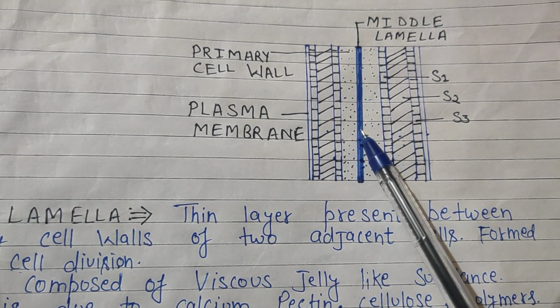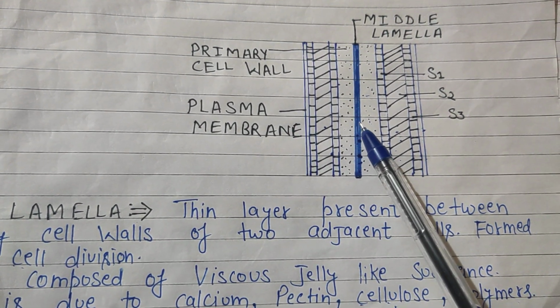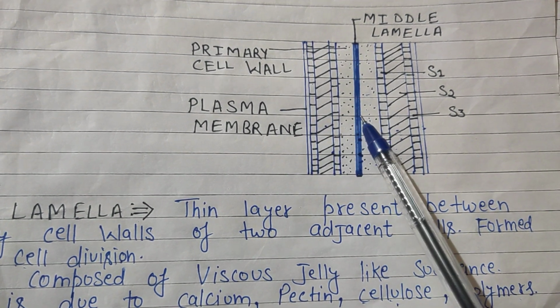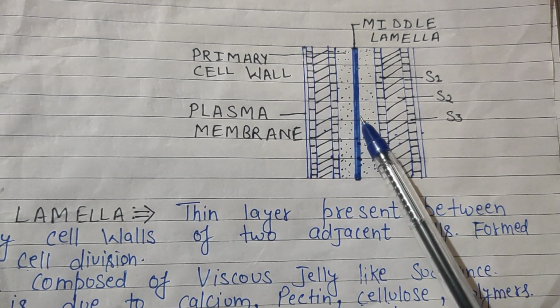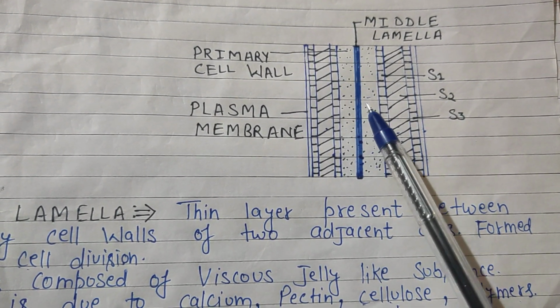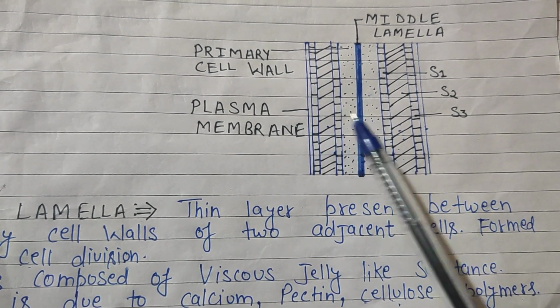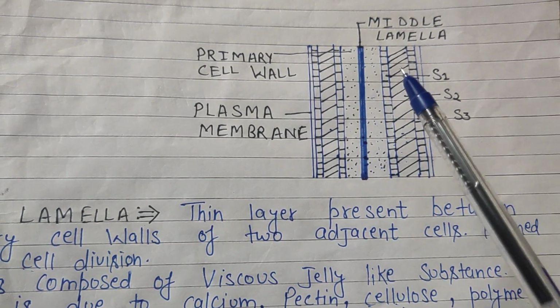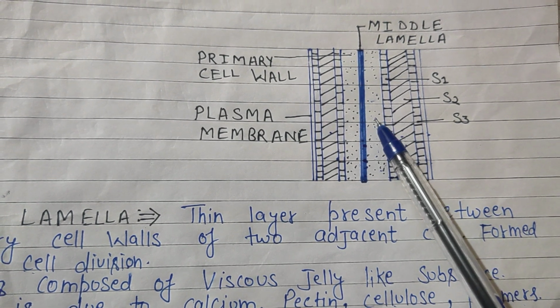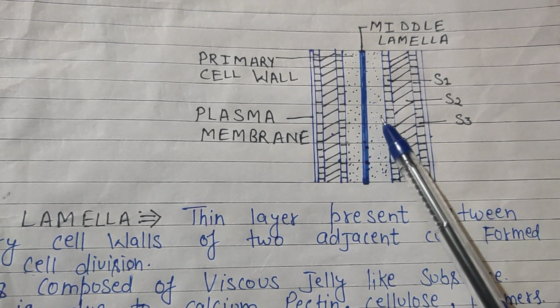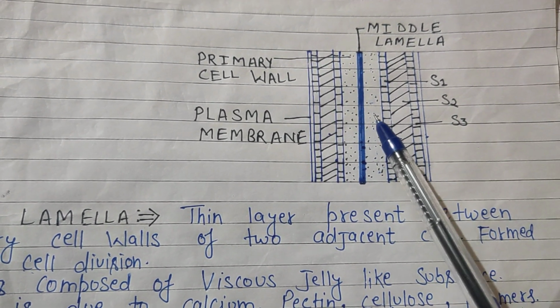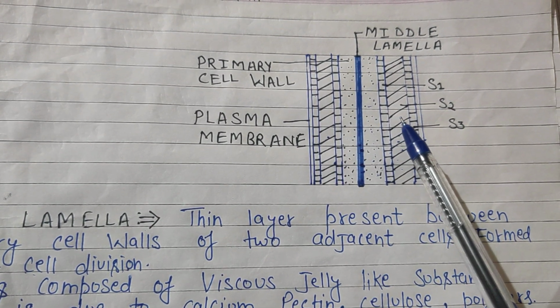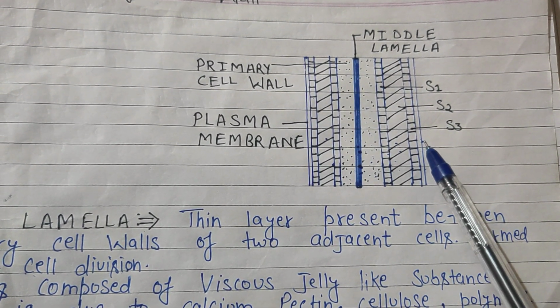And you can see here that this layer that is present in the middle is called middle lamella, and it is a connecting link between two adjacent cells. So on both sides of this middle lamella we have two different cells that are adjacent to each other. This is cell 1, this is cell 2, and you can see here that this is the outermost cell wall. It is called primary cell wall, and beneath the primary cell wall we have secondary cell wall, and this one here is the plasma membrane.